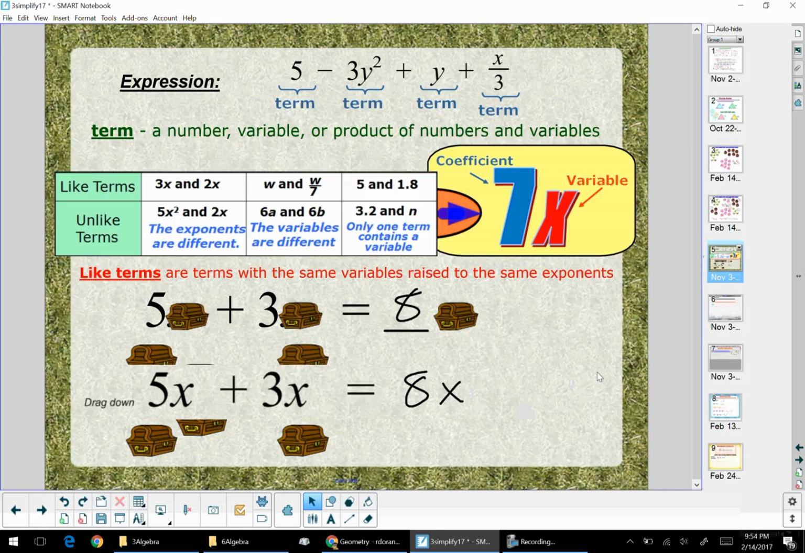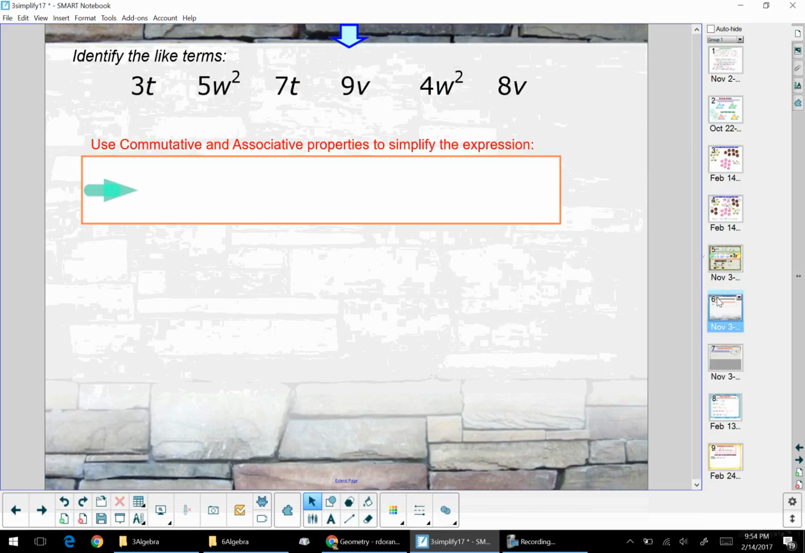So I've got one more page to do, and then I'm going to separate this into a separate video. So in this list here, I want you to identify what the like terms are. If you need to pause the video for a second, pause the video, and point out which of these terms, I have a whole bunch listed, are like terms and which aren't like terms. Go ahead and pause it, identify them, and then unpause it when you're done.